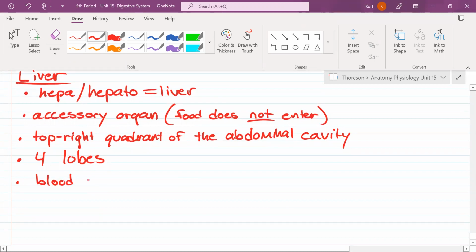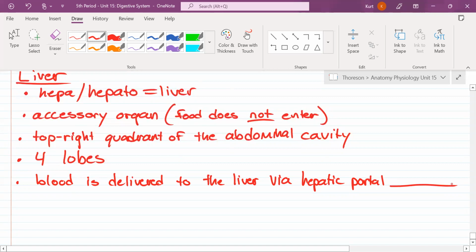Blood is delivered to the liver via the hepatic portal. I want you to try to fill in the blank here. What do you call blood vessels that take blood from the heart to the organs and tissues? Artery. Yes, this is the hepatic portal artery. It is a very special artery that goes straight to your liver and only your liver. And if the hepatic portal artery takes blood to your liver, what do you call the blood vessel that takes blood back from your liver to the heart? The hepatic portal vein.